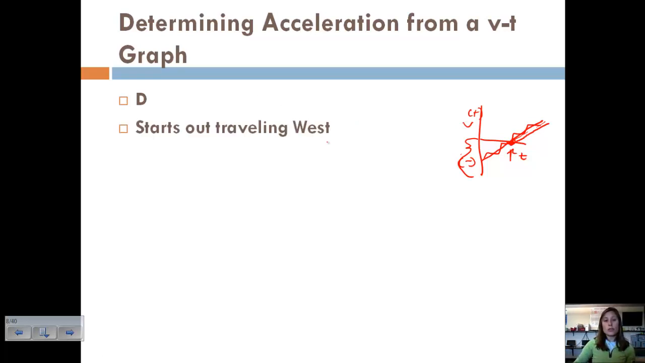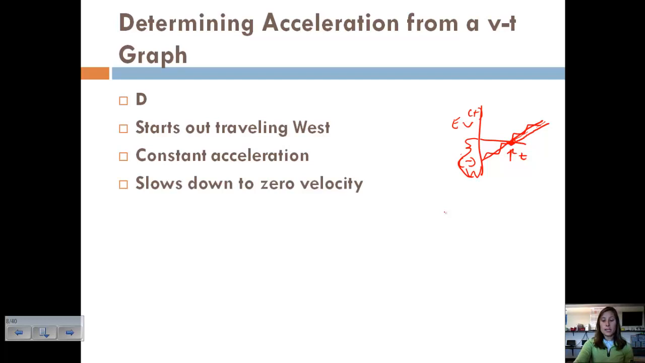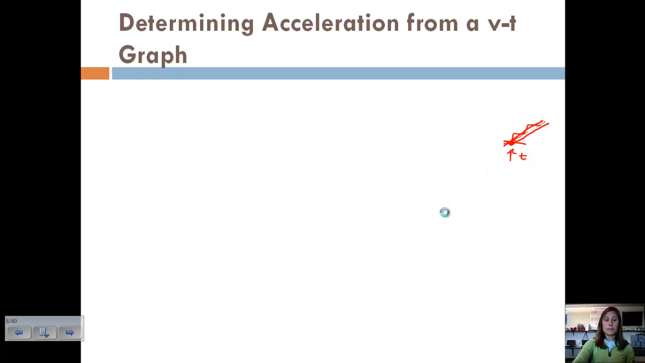So it starts out traveling west, if we say our negative velocity indicates west and our positive velocity indicates east, because remember, signs on velocity just indicate direction. It's got a constant acceleration the whole time. Like we said, it slows down to a 0 velocity. Then it increases in speed as it now changes direction and heads east.